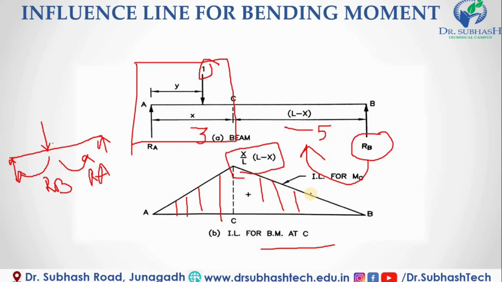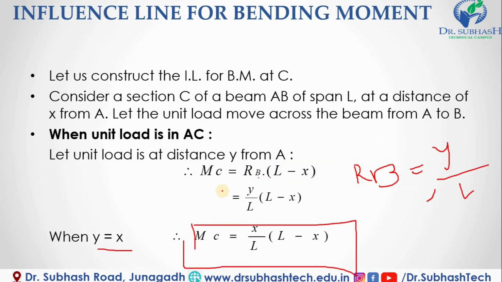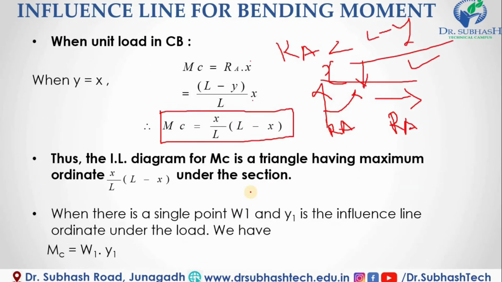At different intervals we also calculate this point. During the numerical I will give the trick for how we calculate this point at different intervals. But the maximum point should be located below the given section, and that equation should be fixed in all cases: x by L, L minus x. How it should be derived will be seen in this calculation. So please note it down.